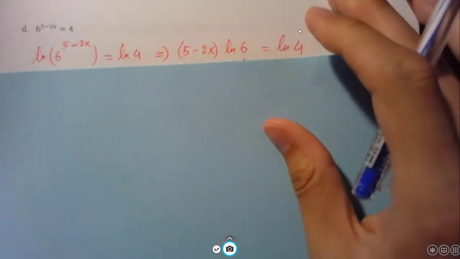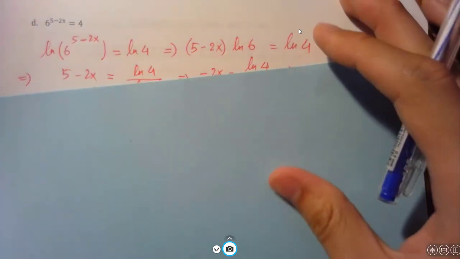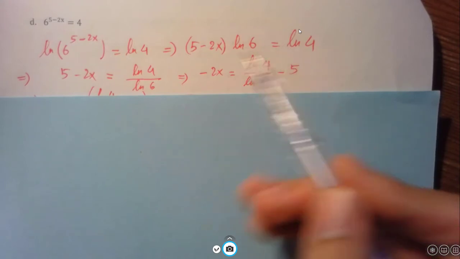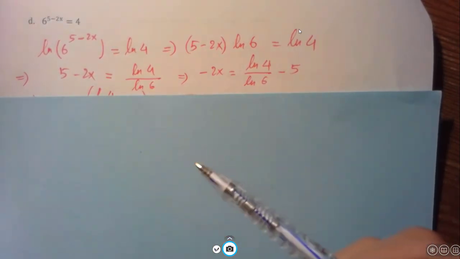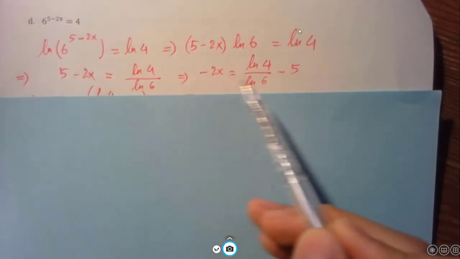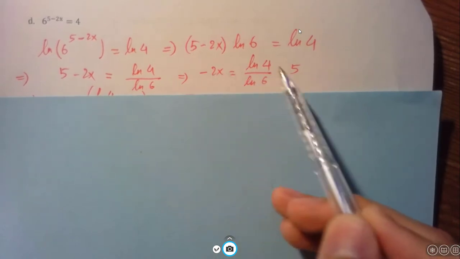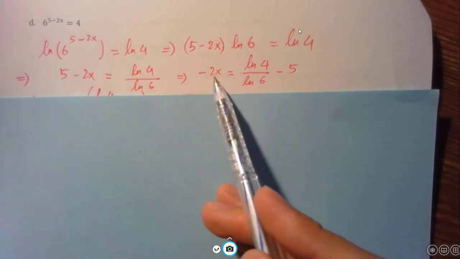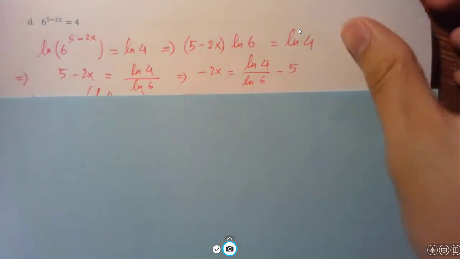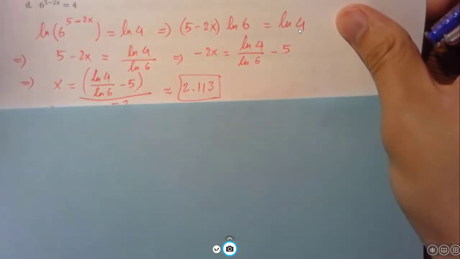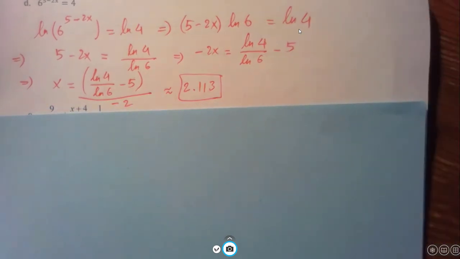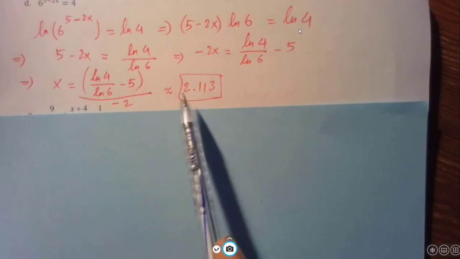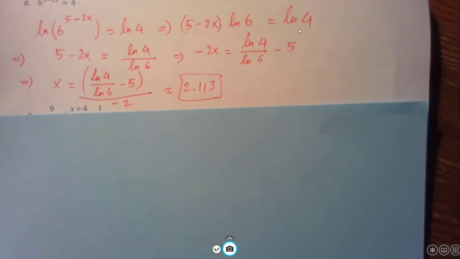Okay, and then to solve for x, I divide both sides by ln 6, and that gives me this one. And then I subtract 5 on both sides, which gives me minus 2x equals that. And then to solve for x, I divide both sides by minus 2 to isolate the x on the left hand side. So divide by minus 2. And if I plug it in the calculator to give me the decimal value, it should be 2.113.